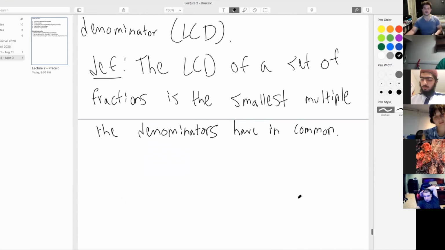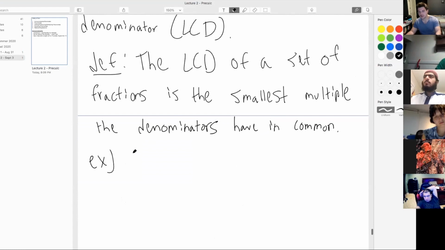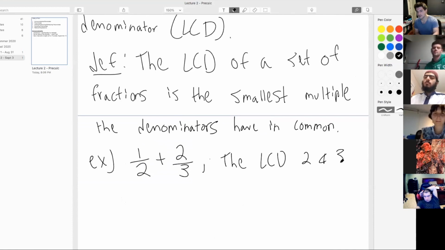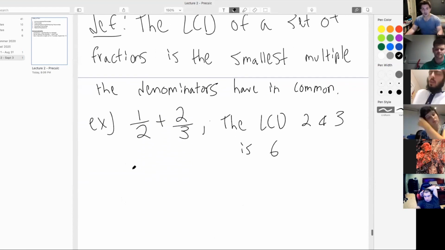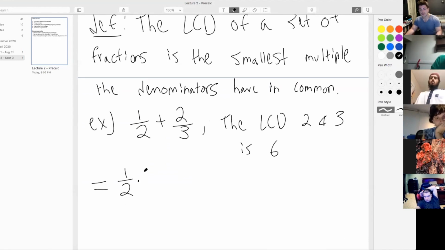Okay, so let's just do a quick example of this. Let's say we want to do 1 over 2 plus 2 over 3. We need to find the LCD of the denominators. The LCD of 2 and 3 is 6, the smallest multiple that both 2 and 3 have in common. Now all you need to do is rewrite this as 1 over 2 times 3 over 3 plus 2 over 3 times 2 over 2.